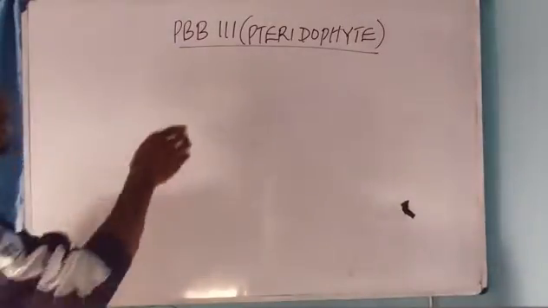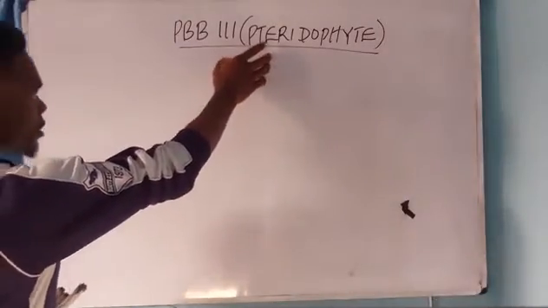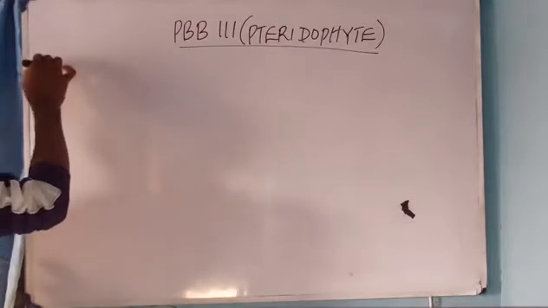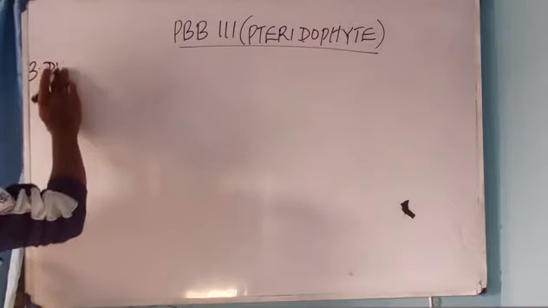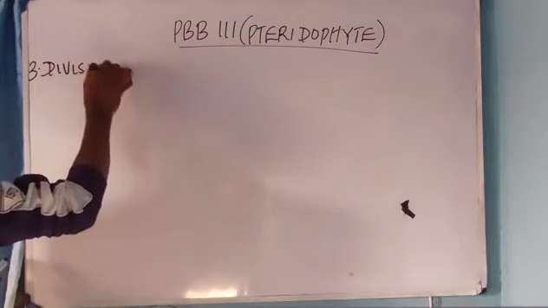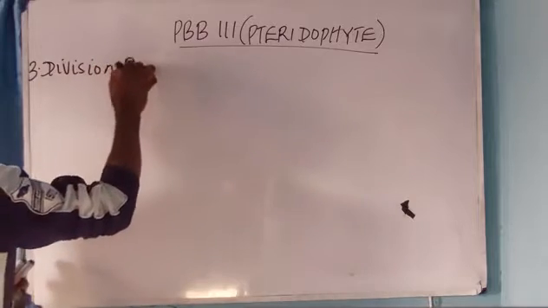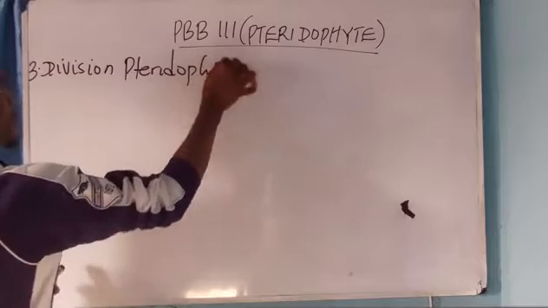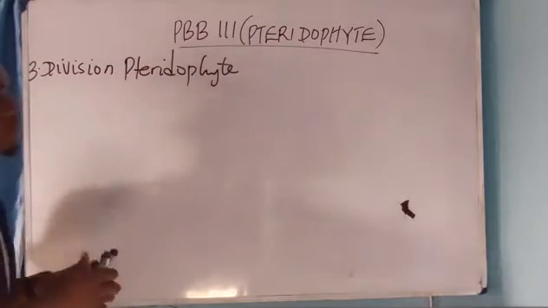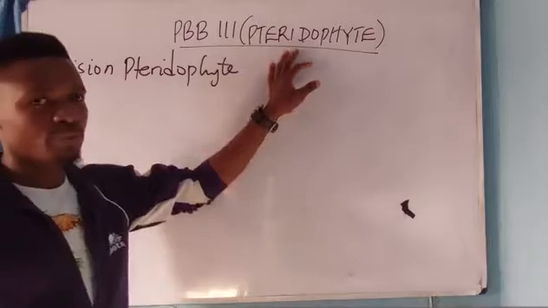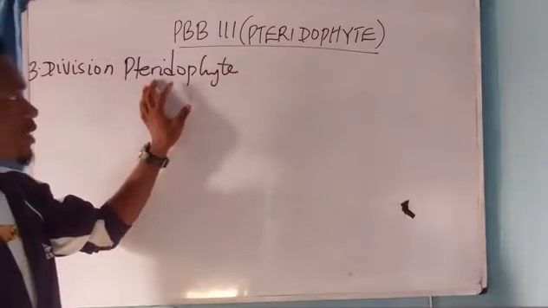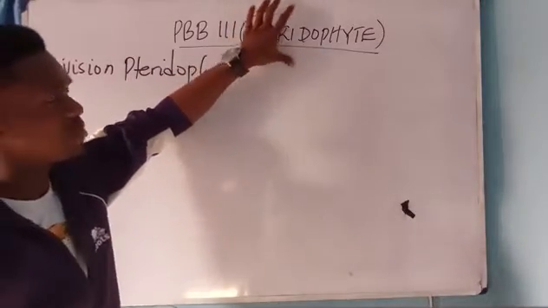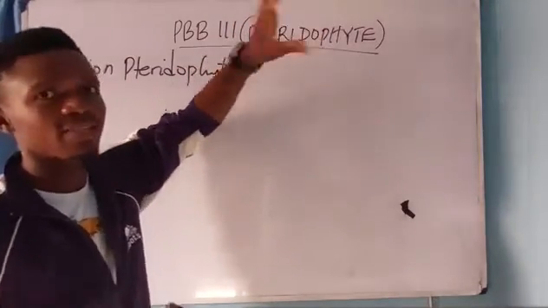Now, the third division of Pteridophytes, I'll write: division Pteridophyta. You might be wondering how come you have Pteridophyte as a topic and you now have division Pteridophyta again. Normally, as a topic, you call it seedless plants. Seedless plants, that is the topic.